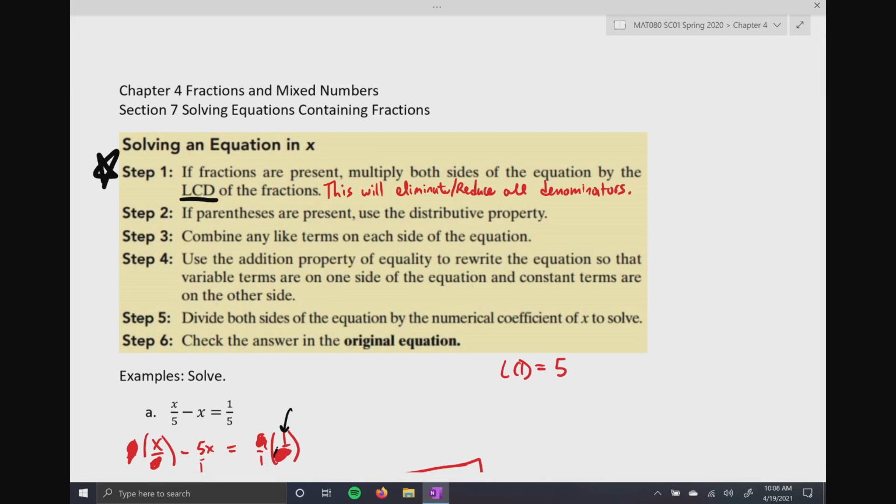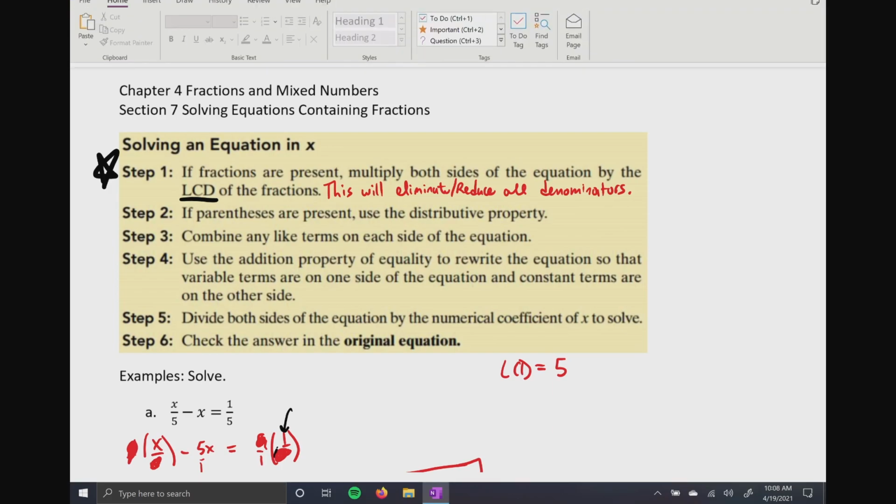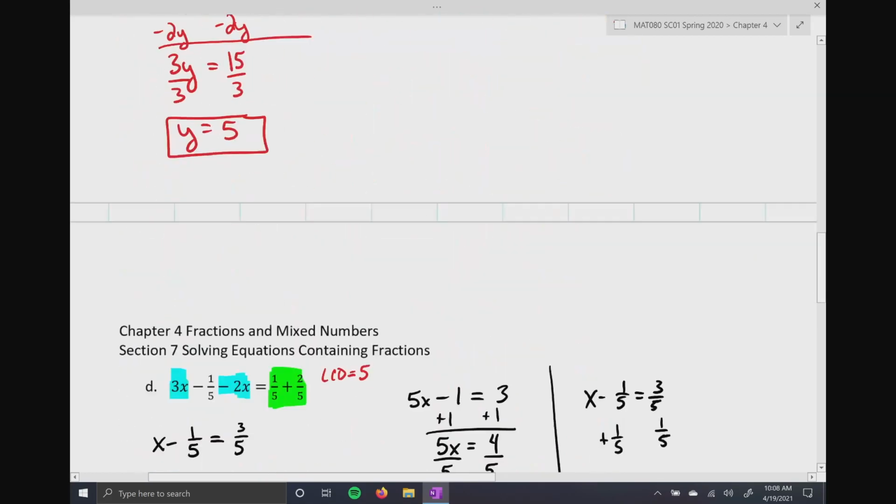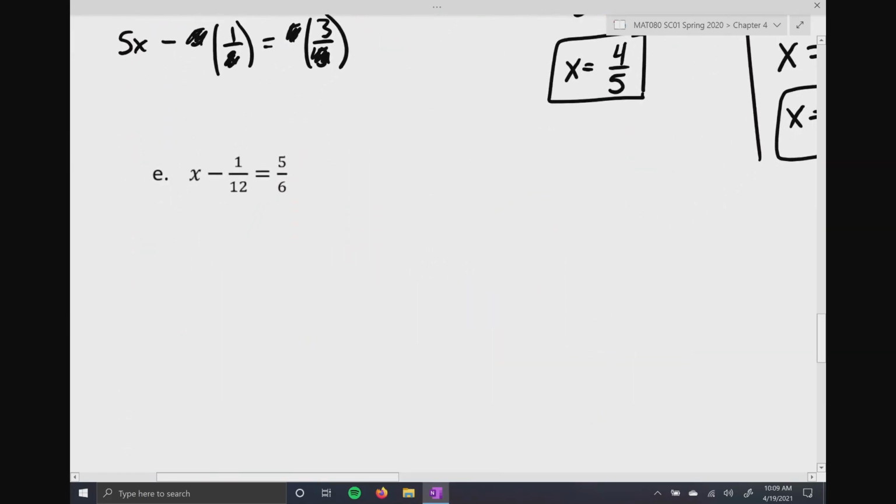Step 2, if you see parentheses, use your distributive property. Step 3, combine like terms on the left, combine like terms on the right. Step 4, get the variable terms on one side, constant terms on the opposite side. Step 5, look at the number in front of the variable, divide both sides by it, and then step 6 is the check. So we should all have these steps written down now, because we're just going to finish what we started with solving equations. All right, so here's one right here.